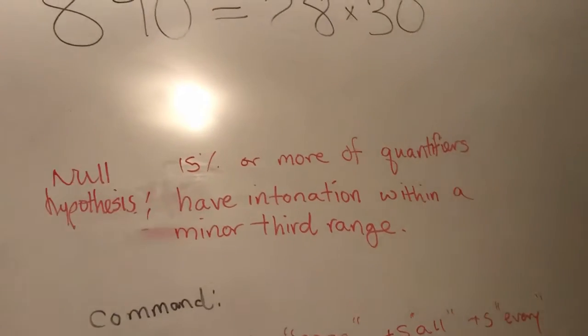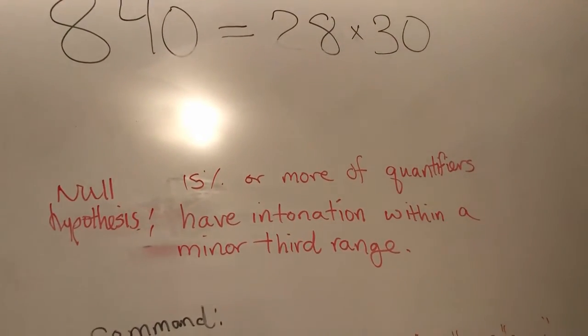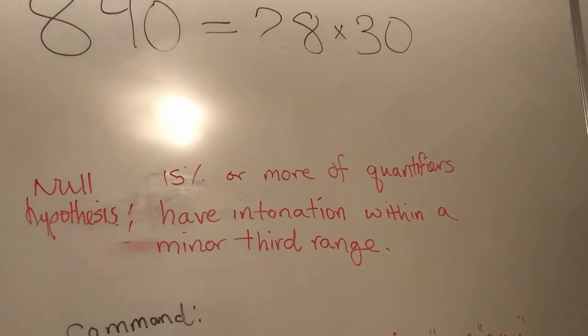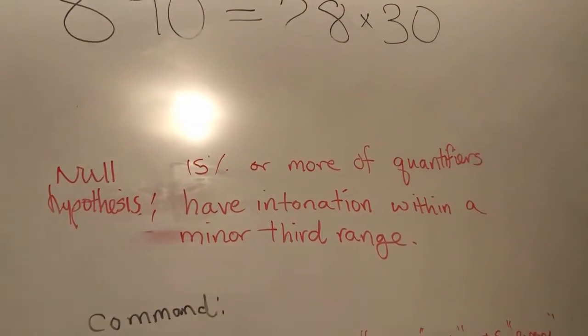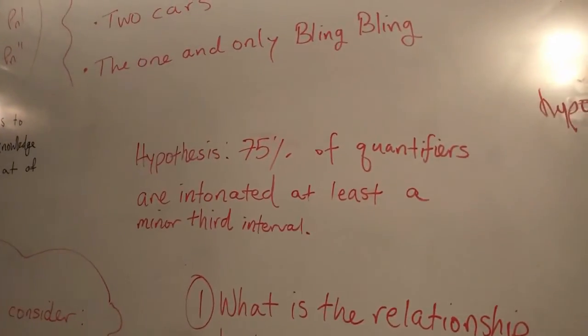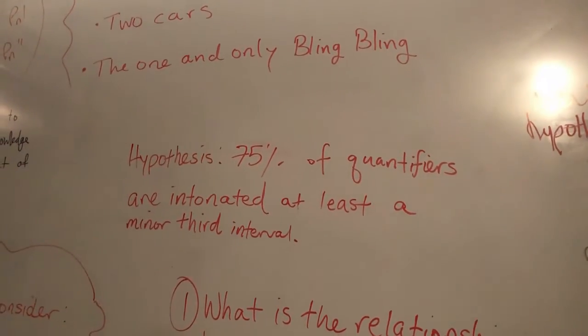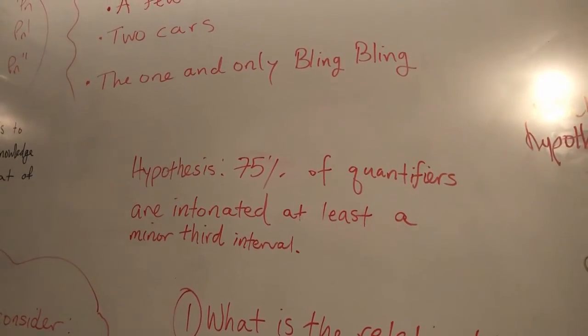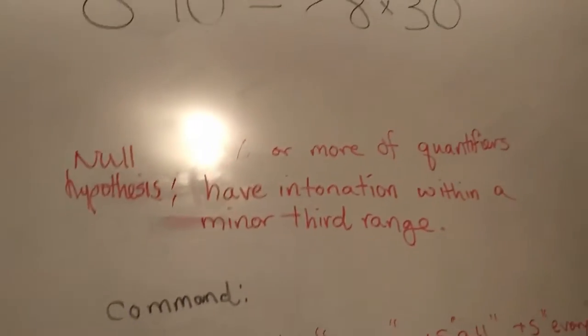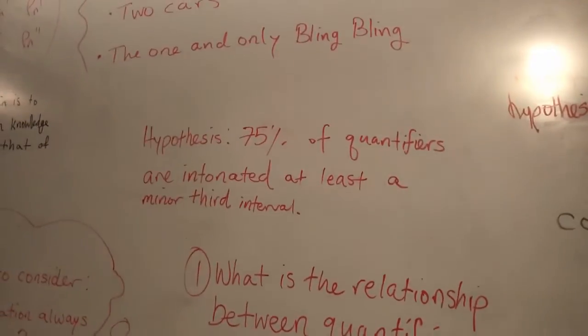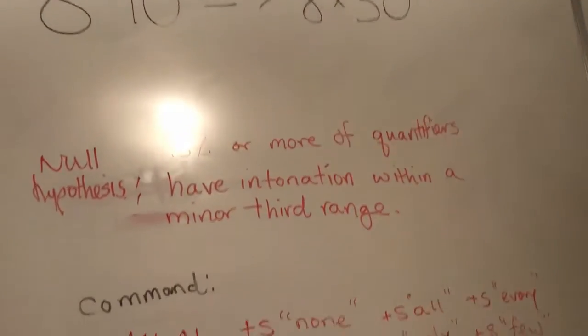So as a possible null hypothesis, I've come up with 15% or more of quantifiers have intonation within a minor third range, as opposed to saying at least 75% of quantifiers are intonated at least a minor third interval. So I tried to negate what I have here to get this.